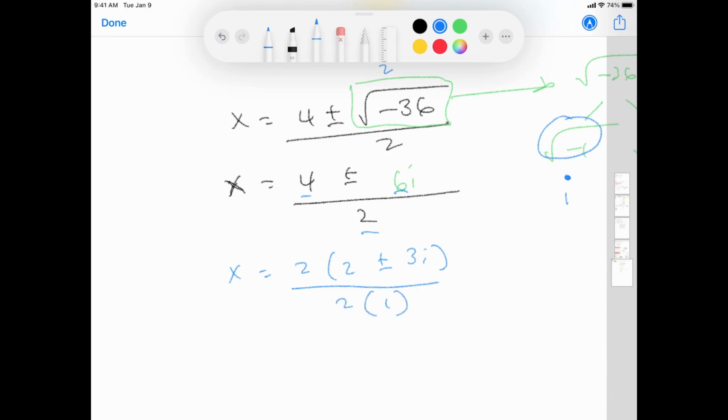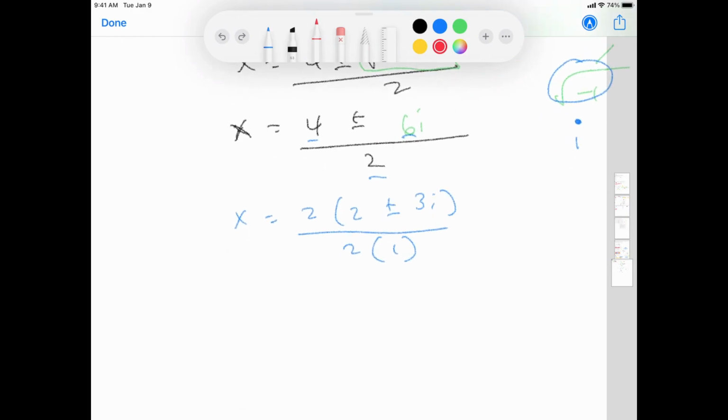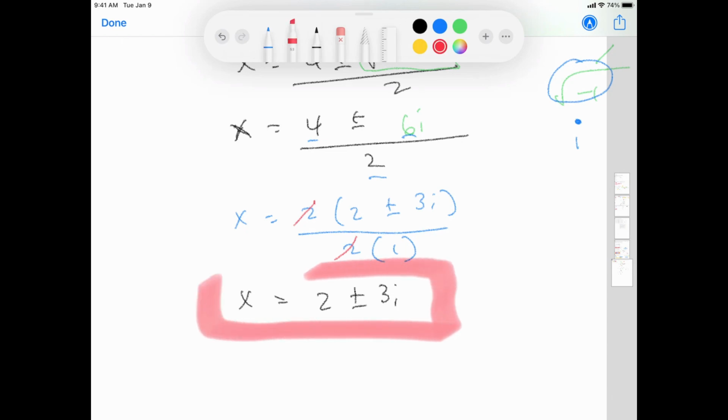Okay? Remember, you can always distribute to check your answer. 2 times 2 is 4, 2 times 3i is 6i, and 2 times 1 is 2. Okay? Here you can cancel the 2's. Anything left over 1 we don't have to write, so your answer is going to be this. This one tells you to write it in the form of a plus bi, so you just have to write 2 plus 3i as your answer.